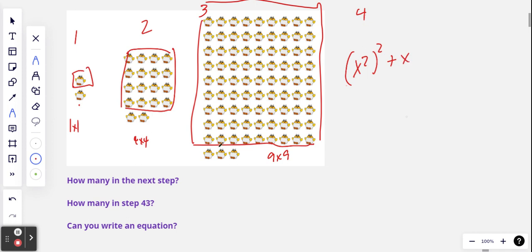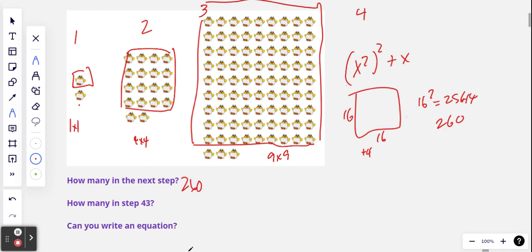So in step 4, we're going to take the step number and square it to get the side length. So this big square is going to be 16 by 16. And plus, we'll have the step number, so we'll have plus 4 at the end. So 16 by 16, 256, I think, is 16 squared. And plus 4, that's 260. So I'm predicting 260 for step 4. What do you think about that?